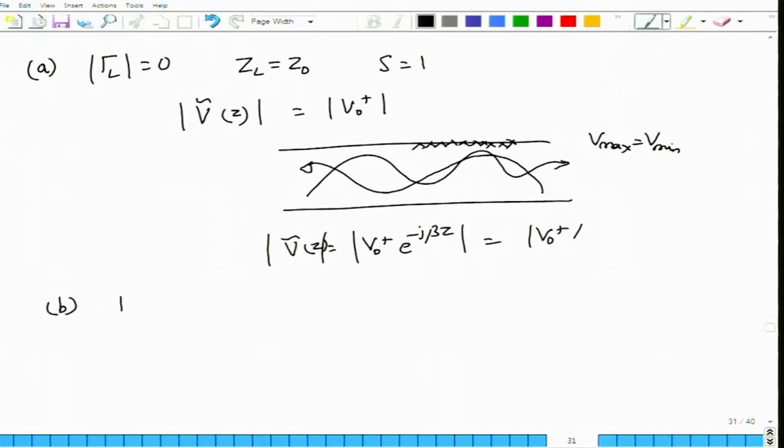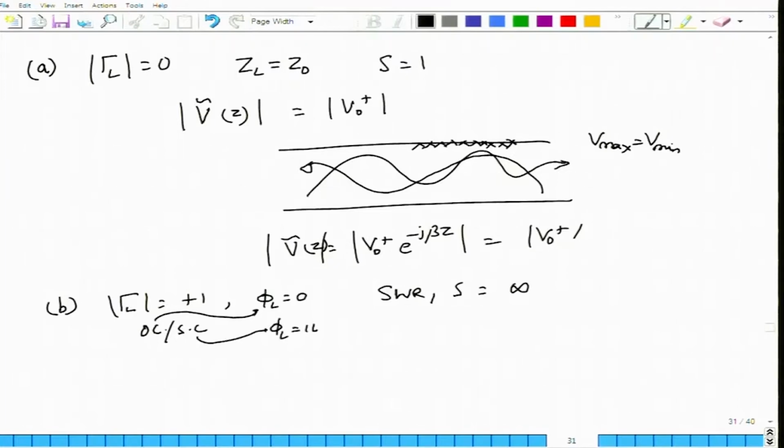Consider the case when gamma L magnitude is equal to 1, okay, and the phase angle phi L equal to 0. In any case, the standing wave ratio SWR in this case, or S as we can denote, will then be equal to infinity, because gamma L magnitude is equal to 1. Okay. We can have this situation either by an open circuit or the short circuit. For open circuit the phase angle is 0, for short circuit the phase angle will be equal to pi.